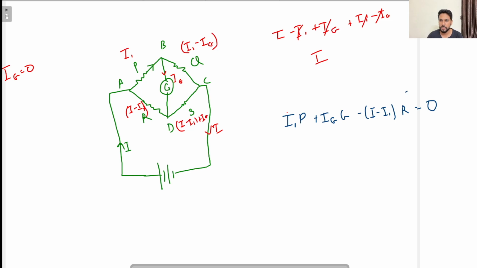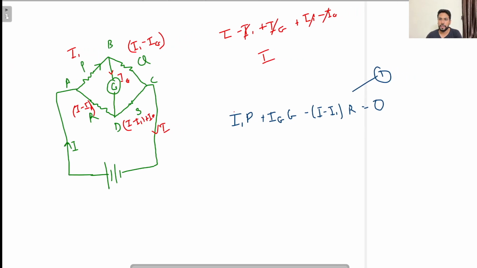Okay, so this is my first loop, ABDA. Let me go to the next loop, that's going to be BCDB. I hope you're following this. In BCDB, I'm going to apply Kirchhoff's second rule. I'm going to start from here, and the path traveled will be this.